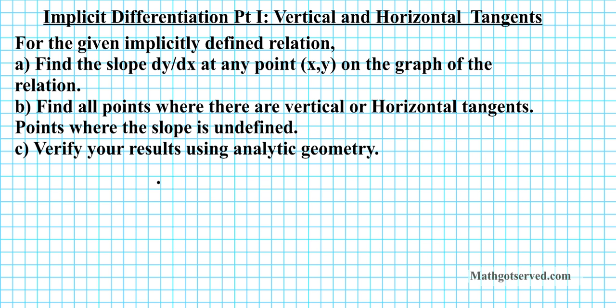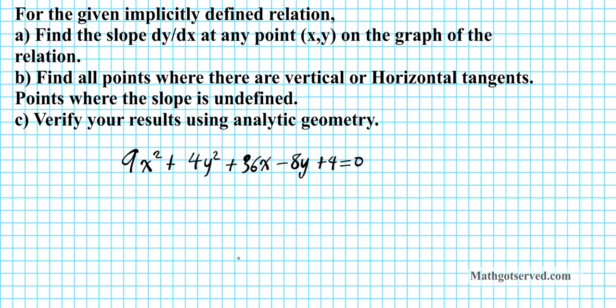So the relation under consideration is 9x squared plus 4y squared plus 36x minus 8y plus 4 equals 0. We can suppose that this is implicitly defined since it's not solved explicitly in terms of y. So let's first find dy/dx by differentiating this equation implicitly.